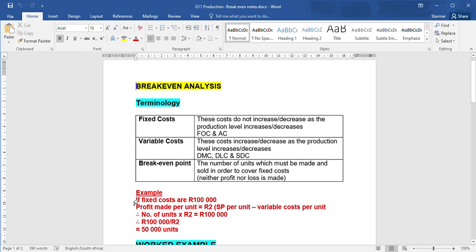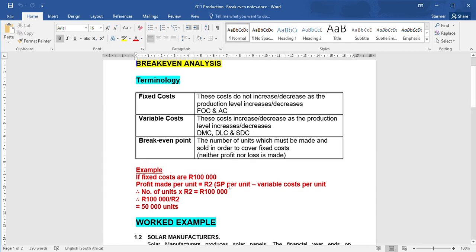So let's just look at an example here. If I tell you your fixed costs are 100,000, and I tell you that if you take selling price per unit minus variable cost per unit, you make a profit of 2 Rand, I want to know now how many units I need to make in order to cover those fixed costs. So X times 2 Rand must be 100,000. And if you then work this out, it means you've got to make 50,000 units. If you make 50,000 units, and each one of them makes a profit of 2 Rand, that is going to give you the 100,000, which is what your fixed costs are.